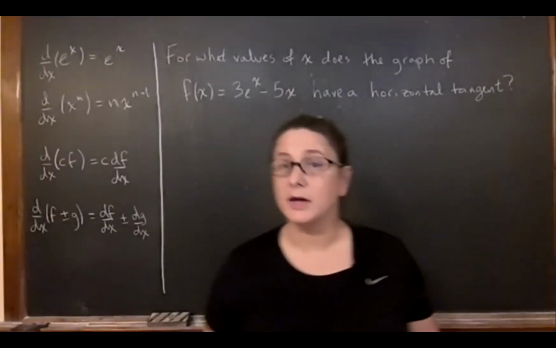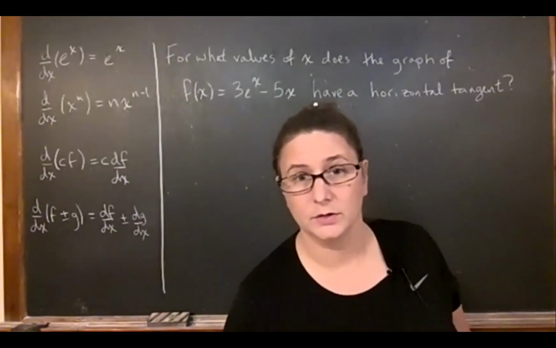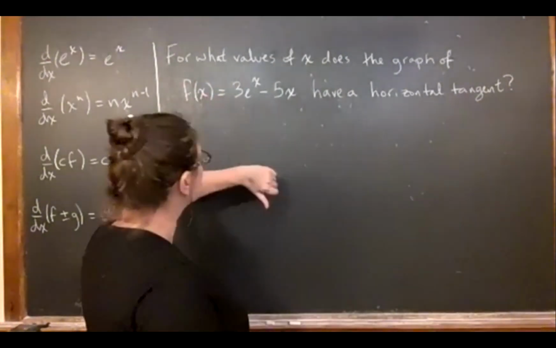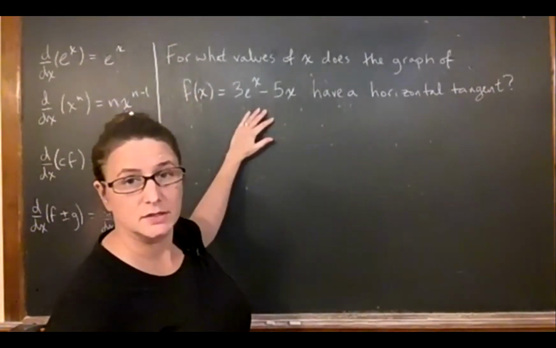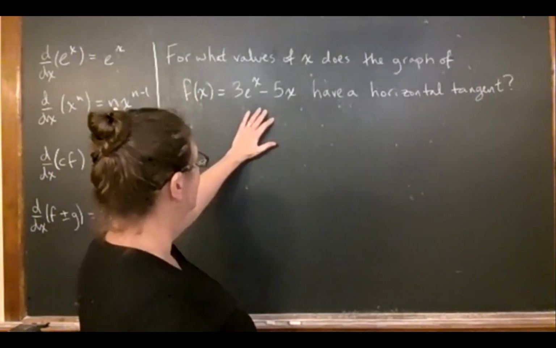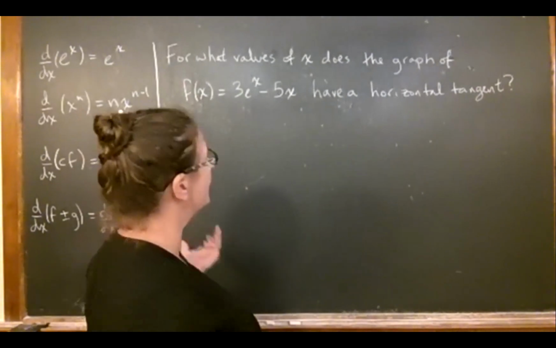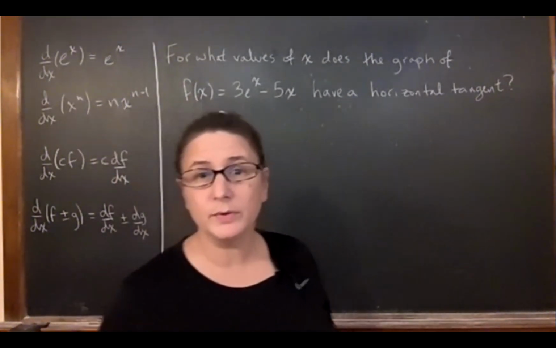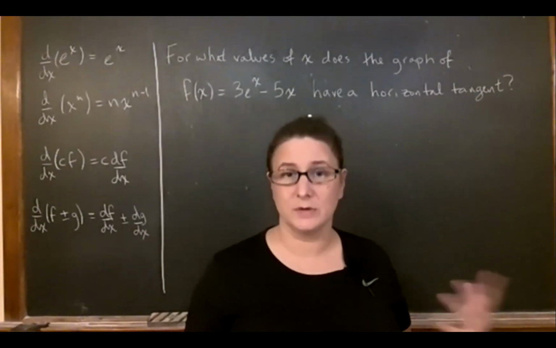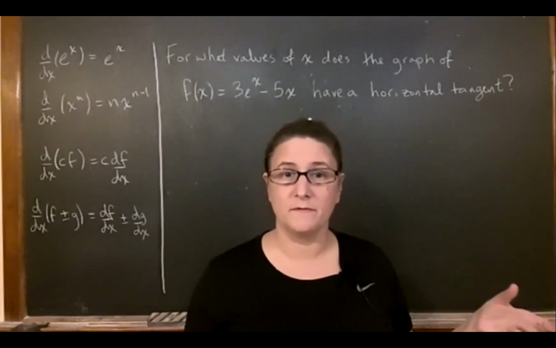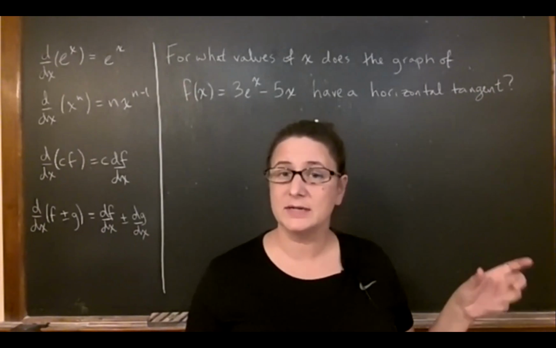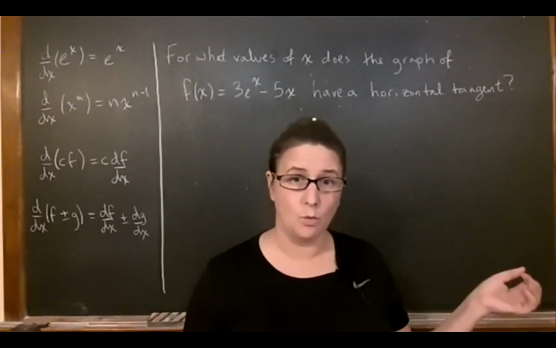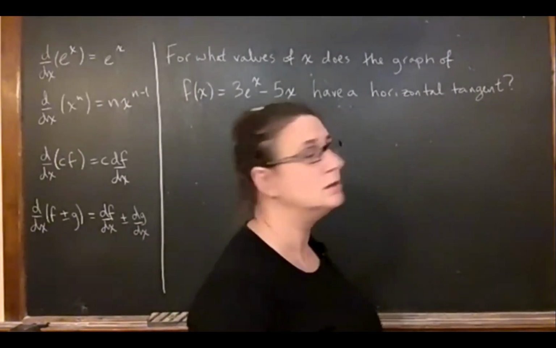So here's another example of a kind of problem we could do that's fairly straightforward. It's giving me a particular function, this one here, 3e to the x minus 5x, and it asks for what values of x does this graph have a horizontal tangent. So you know what we have to do. We have to take the derivative because that'll give me the slope of the tangent line, and we want to set the derivative to 0 because that will let us figure out where the horizontal tangent is.